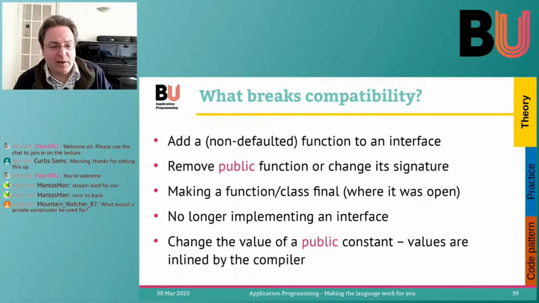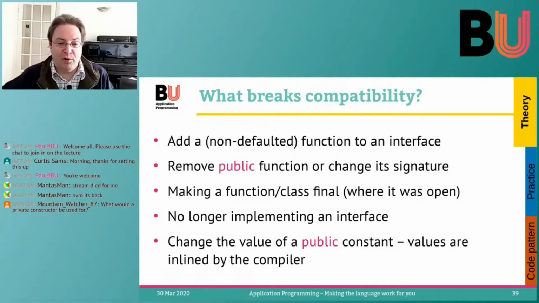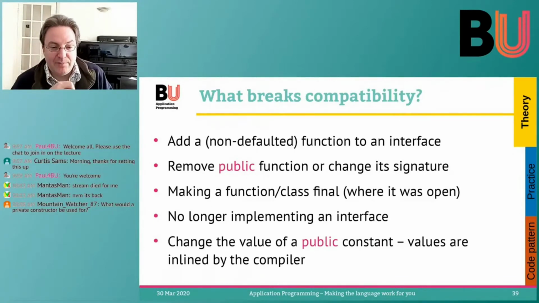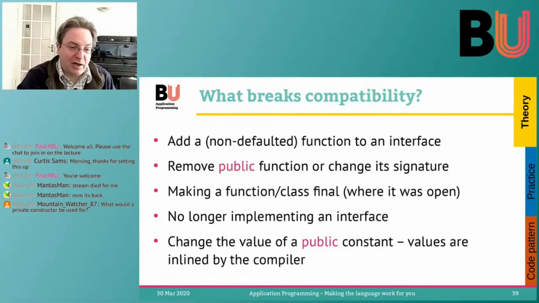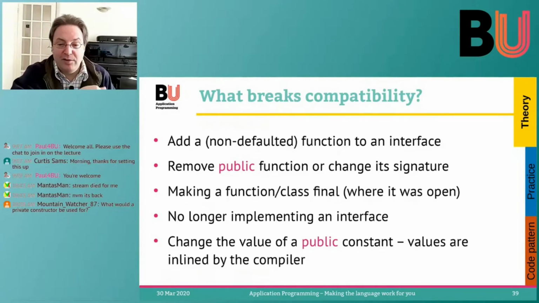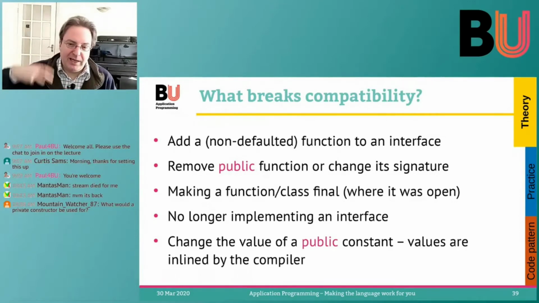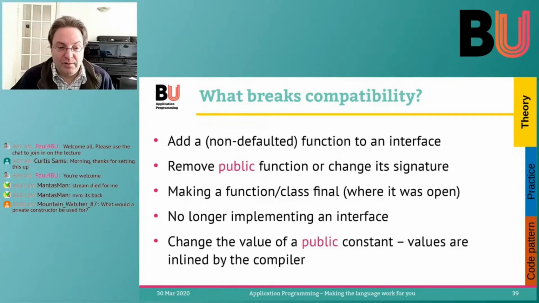If you have a function or a class and you make it final, that means that anything that overrode that function or overrode the class or inherited the class would now be invalid. That breaks code. Of course, if you have a closed function or a closed class that's final, basically, that cannot be changed, if you then allow that to be inherited, that normally works correctly. Again, there are possibly exceptional cases where it wouldn't. Or if you have a class that implements an interface and you no longer implement the interface, that breaks compatibility.